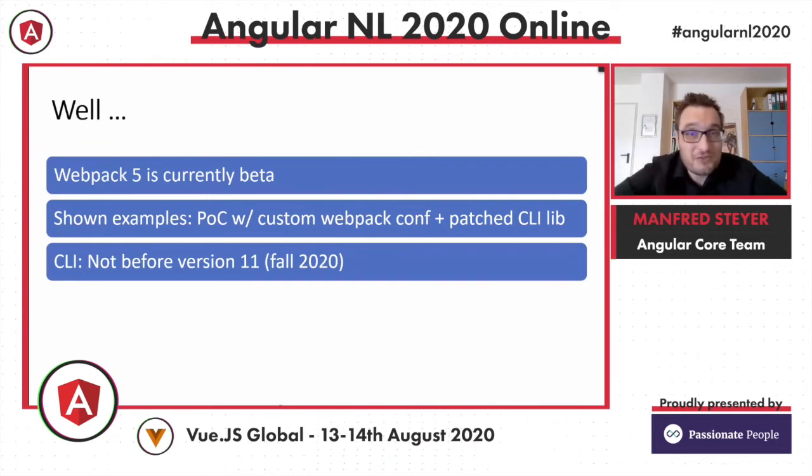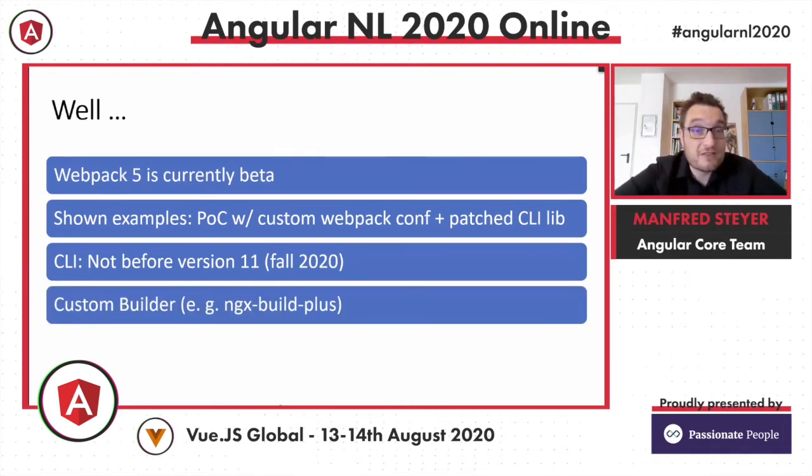So the next version of the CLI is version 11, and it is due in fall 2020. In the last years, it was late November or early December. And if we are lucky, we get it together with Webpack 5 and the Webpack 5 integration. Everything we need then is a custom builder that tells the CLI to use module federation, so that this tiny configuration section for module federation is squeezed into the CLI's Webpack config.